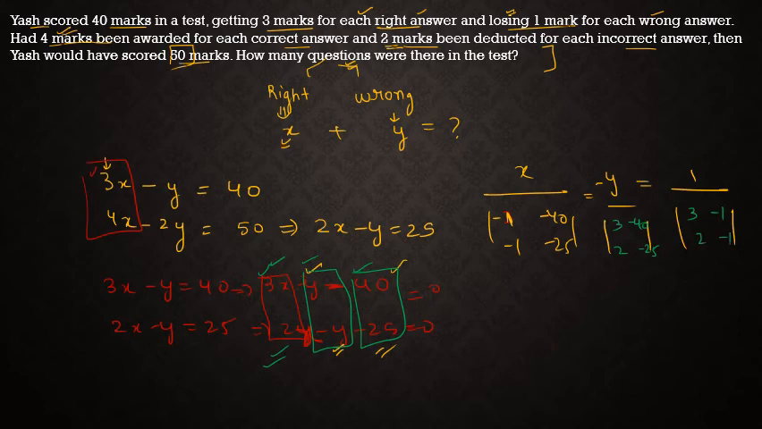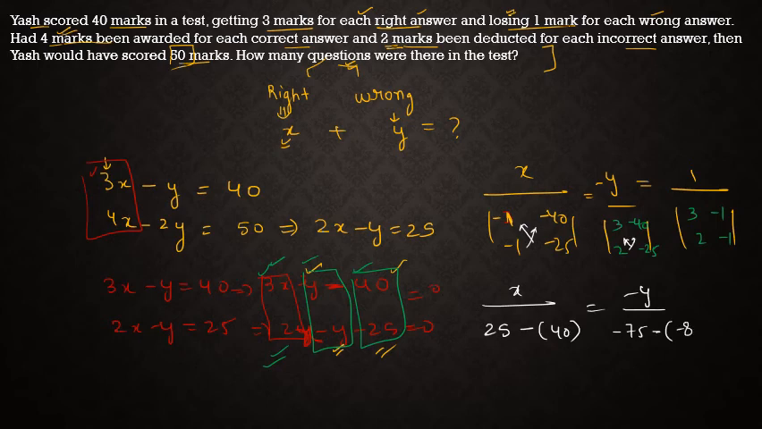Now do the cross multiplication. So how will you do it? This way. Minus 25 into minus 1 is 25. Minus, as in the formula, and minus 1 times minus 40 will be 40. Then minus y, 25 threes are 75, minus 75. Minus, as in the formula, 40 twos are 80. And here 3 times minus 1 is minus 3, minus, as in the formula, 2 times minus 1 is minus 2, so minus minus plus 2.